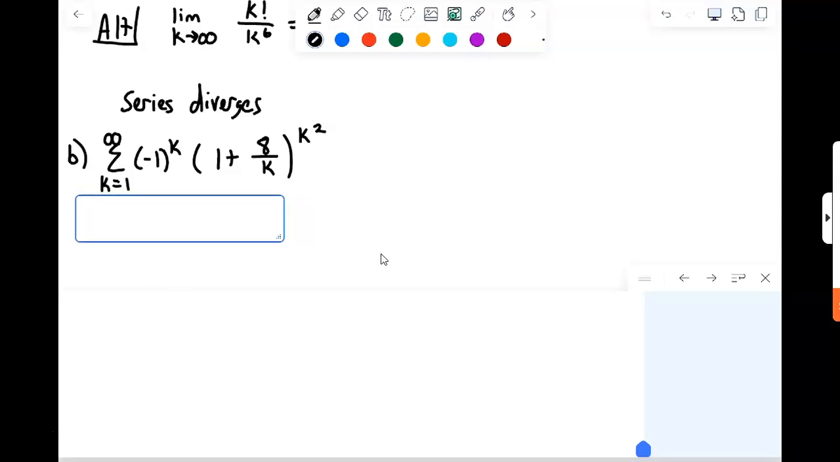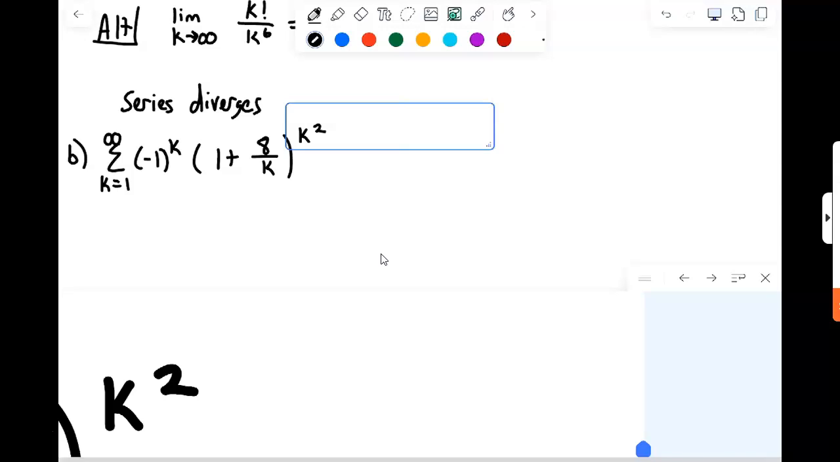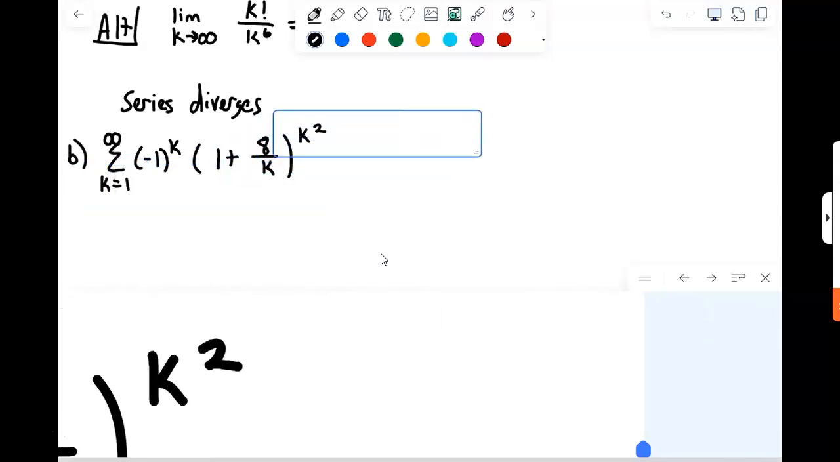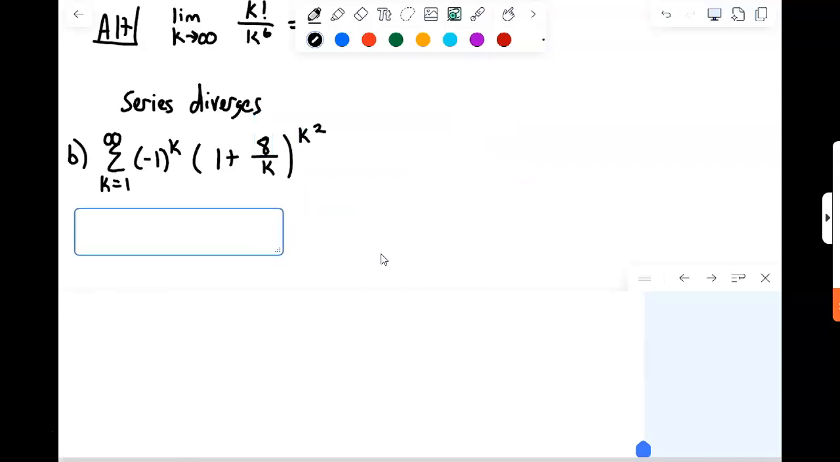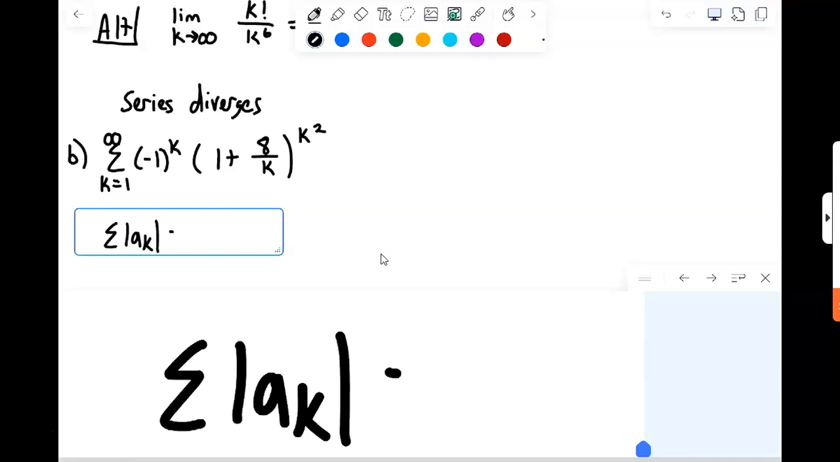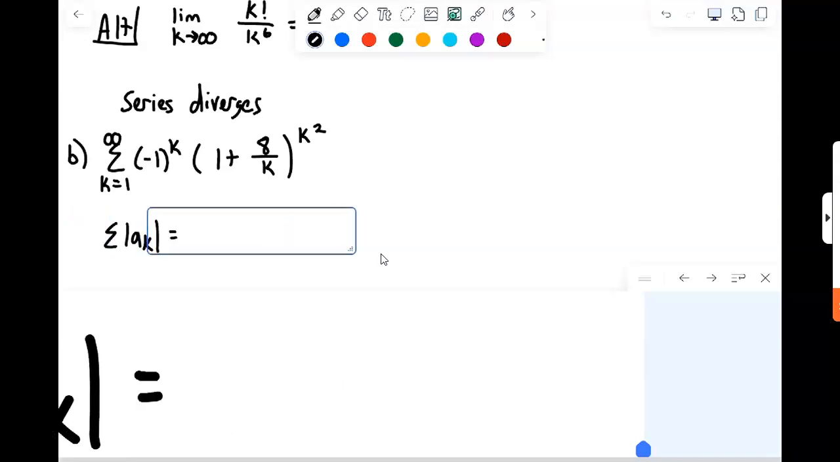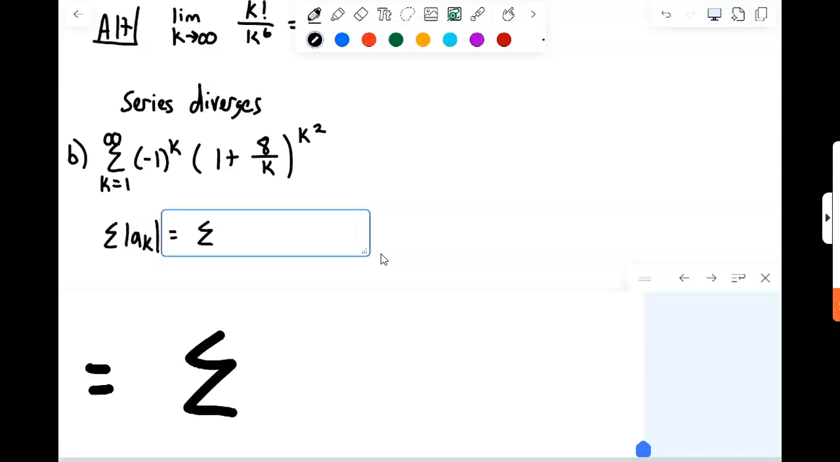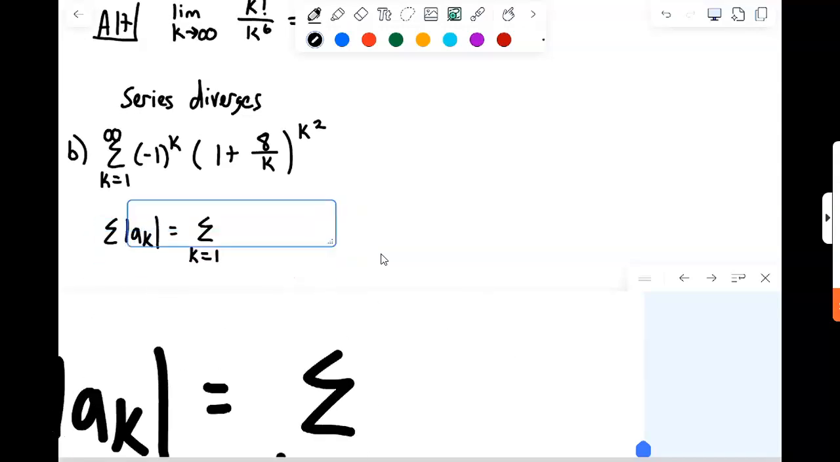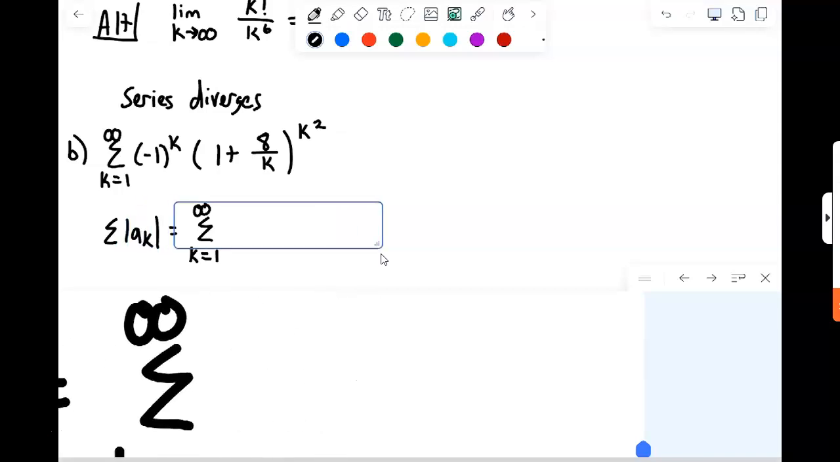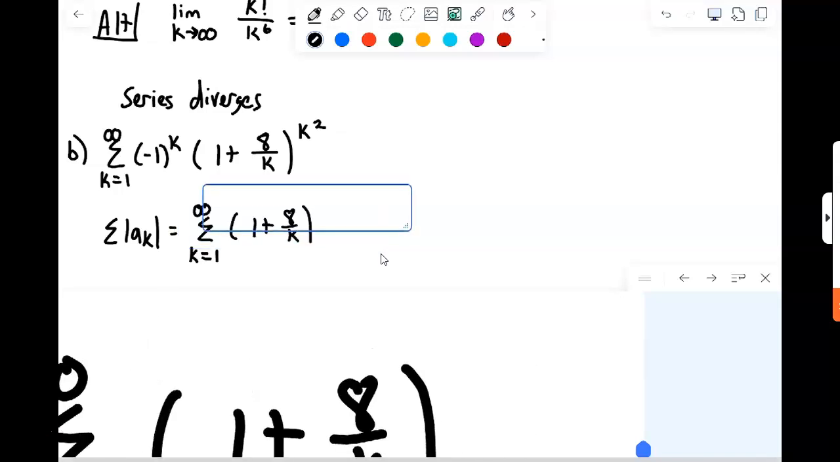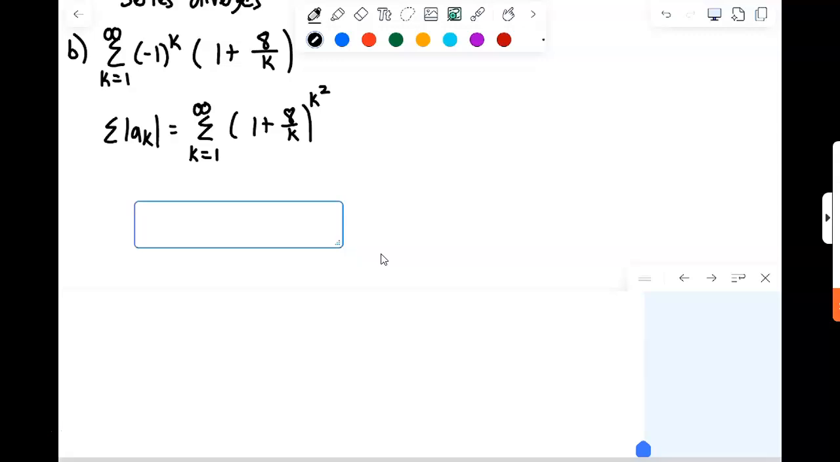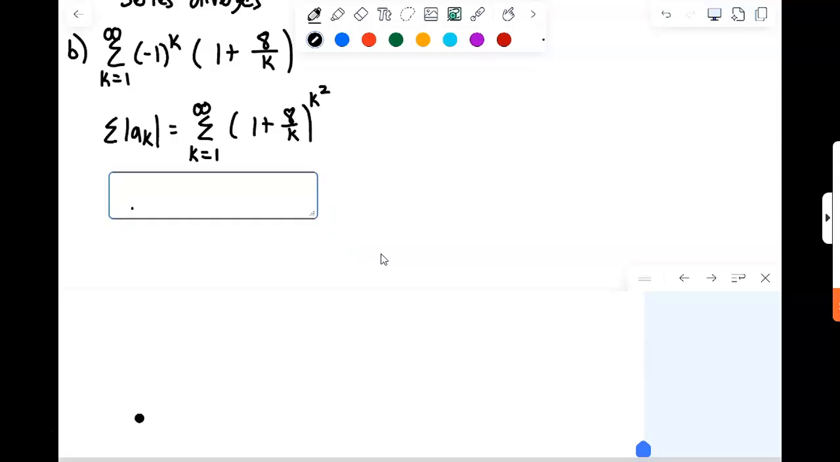So this having stuff raised to power k, k being my variable, leads me to want to check out the root test. So we look at the series of the absolute value, right? We're testing first for absolute convergence. So this would be the sum as k goes from 1 to infinity of 1 plus 8 over k to the k squared power. Okay, so let's see what happens with the root test.